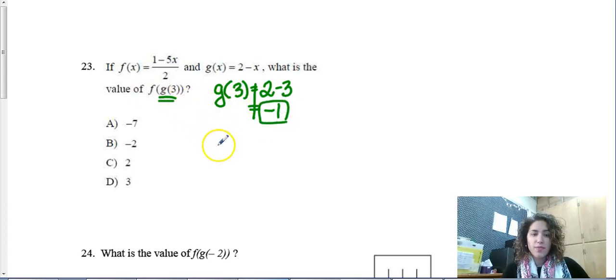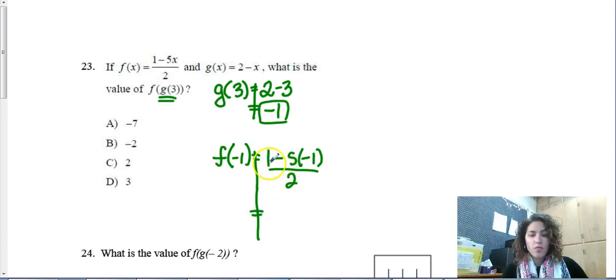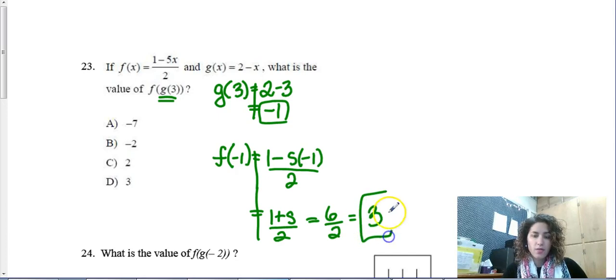So f of g of 3 has now become f of negative 1. And wherever I see x in this function right here, I plan on putting in a negative 1. So that becomes 1 minus 5 times negative 1, all divided by 2. Negative 5 times negative 1 is a positive 5. I don't want to interfere with this next question, so I'll go across. That's 6 divided by 2, which is 3. Making the correct answer D.